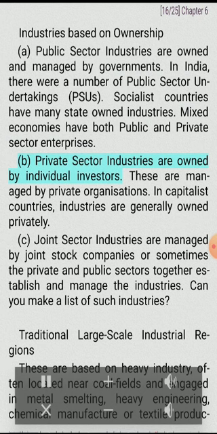B. Private sector industries are owned by individual investors. These are managed by private organizations. In capitalist countries, industries are generally owned privately. C. Joint sector industries are managed by joint stock companies, or sometimes the private and public sectors together establish and manage the industries. Can you make a list of such industries?